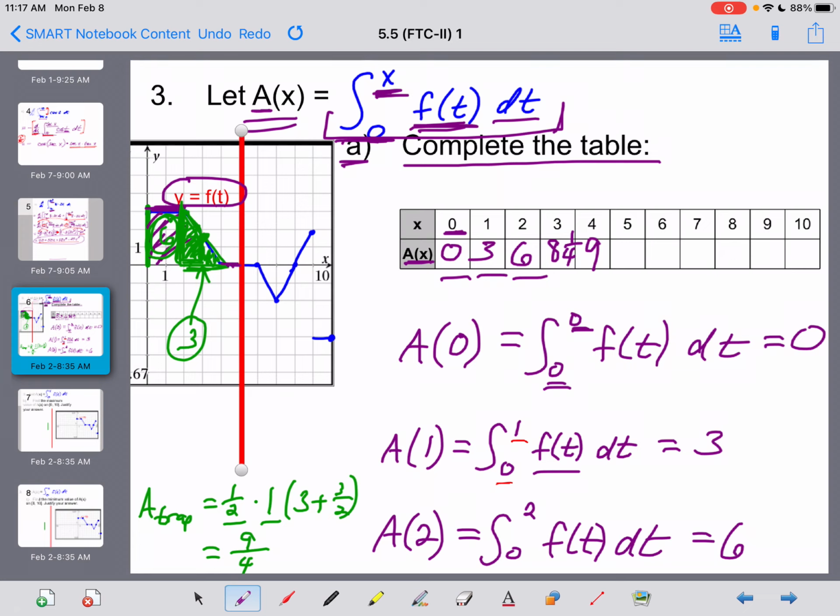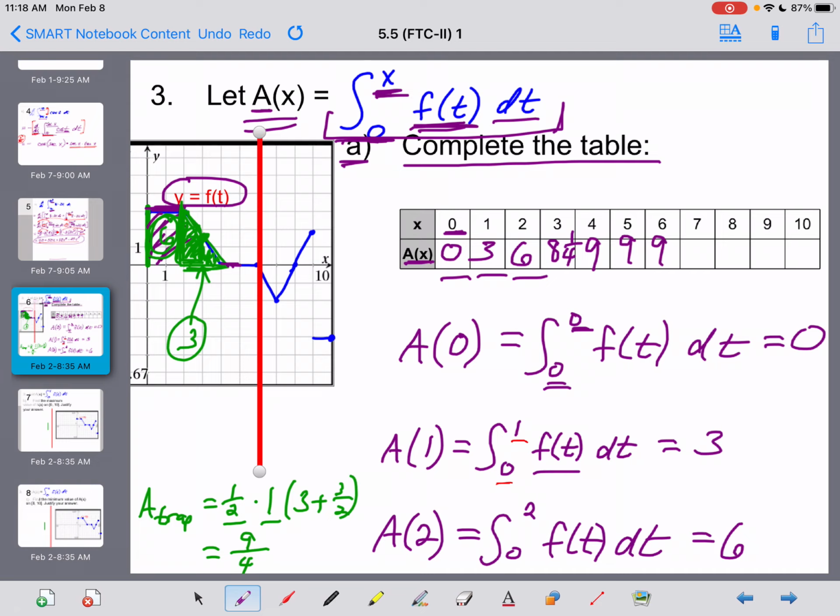It has no additional area, either above or below the x-axis. So there's no net change from 4 to 5. A of 5 is still 9. And guess what? As we slide over to 6, once again, there's no net change. A of 6 is still 9 as well.